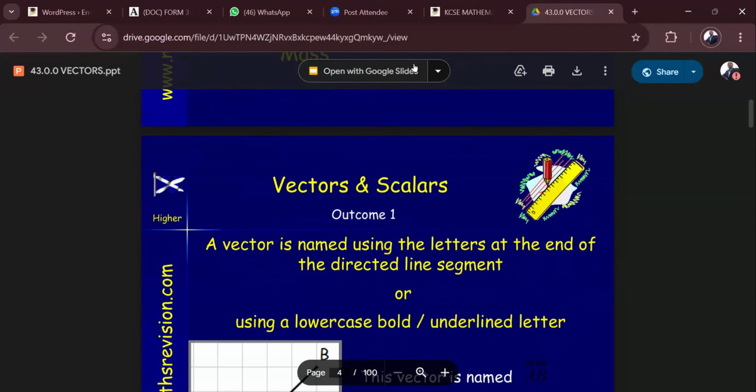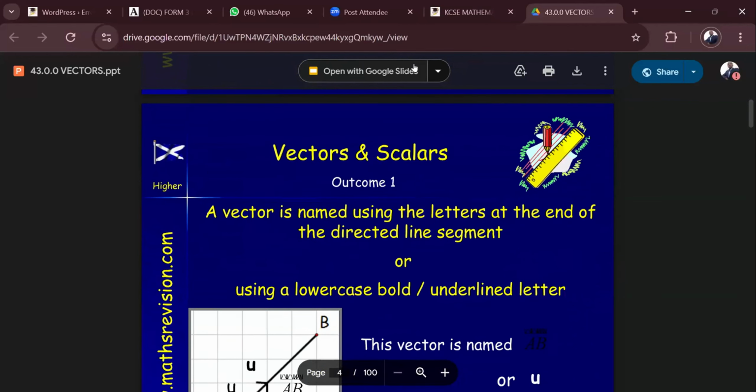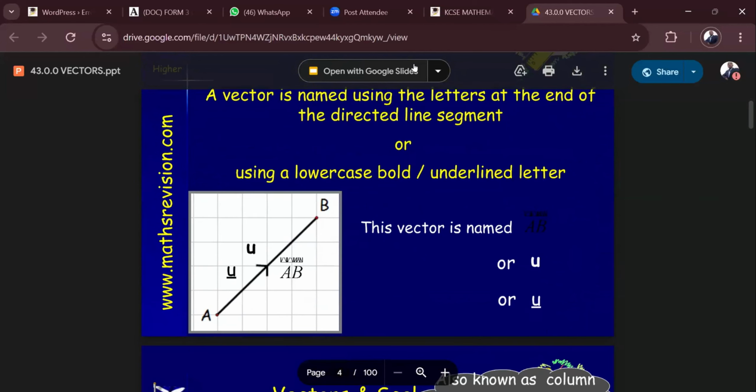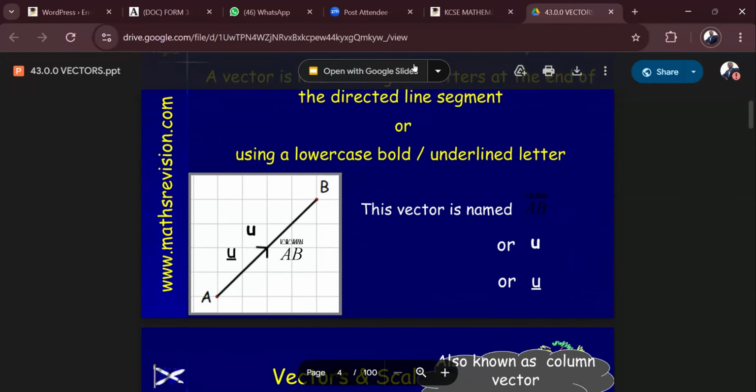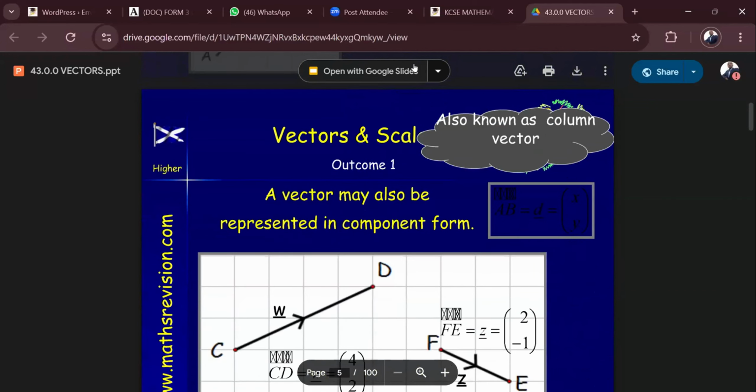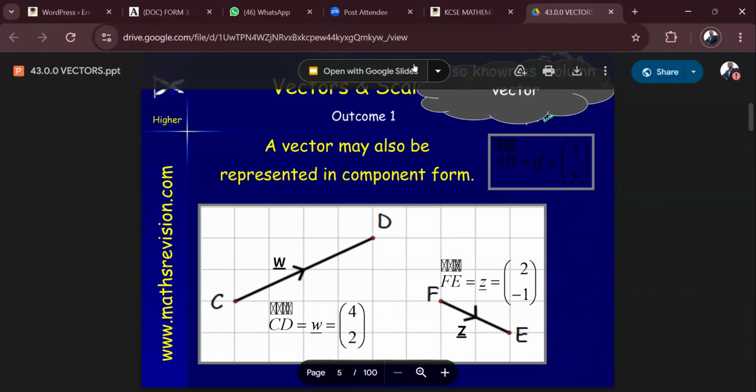So vector is named using the letters at the end of the directed line segment like this one. Like here we have vector AB. This AB, we can use a letter like U. You can see the way it is labeled there to represent vectors. So if you are representing a vector, there must be an arrow. You cannot represent any vector without an arrow. Momentum, force. Yes, momentum is also a vector quantity.